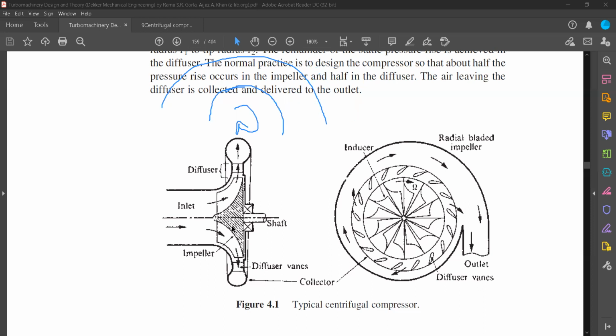Backward blades are most commonly used because they have self-limiting characteristics. We'll see what the self-limiting characteristic is, but for the gist, it is very useful for working at part loads. Where we have a design load, let's assume this is volume flow rate. So this is the designed volume flow rate at which my compressor should work. Or this is a pressure ratio, so this is the designed pressure ratio. But at all times, it may not happen that we are working at the designed pressure ratio. We may work at higher flow rate, or we may work at lower flow rate.